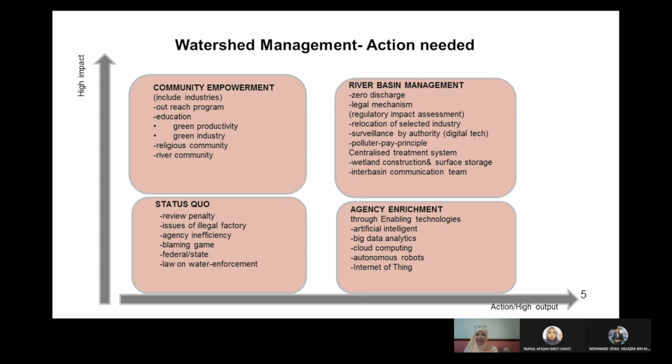So another thing is agency enrichment. Now, agency enrichment is about enabling technologies. We have to use technologies to carry out all the work, especially in enforcement, because we will not be able to station all our enforcement officers in every industry that is discharging or producing hazardous and toxic waste. Like it or not, we have to use technology. So when we have technologies, we have to have backup instruments too, like using artificial intelligence, cloud computing, and so on. Okay.